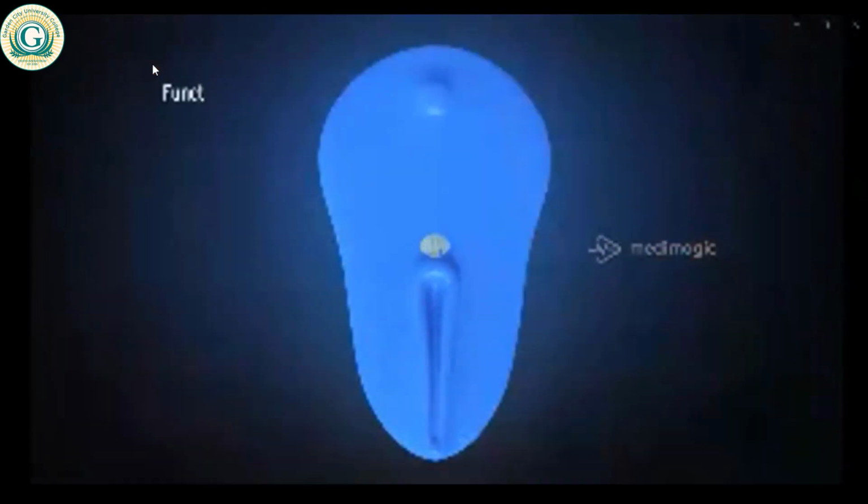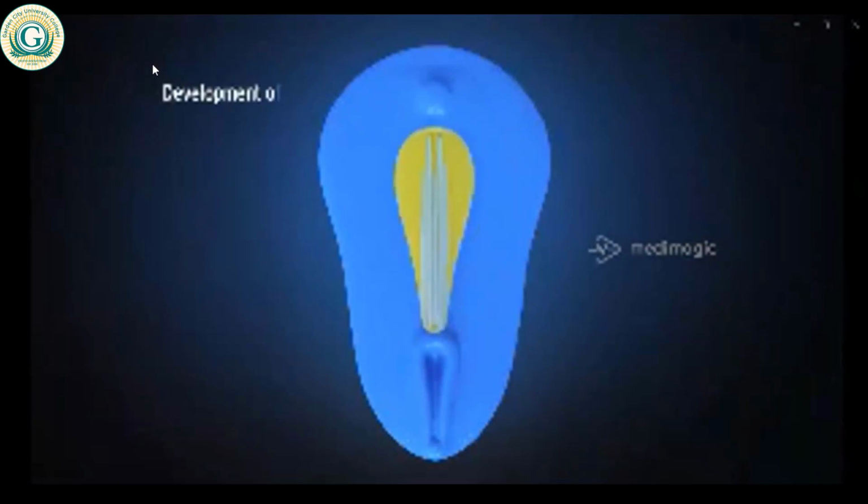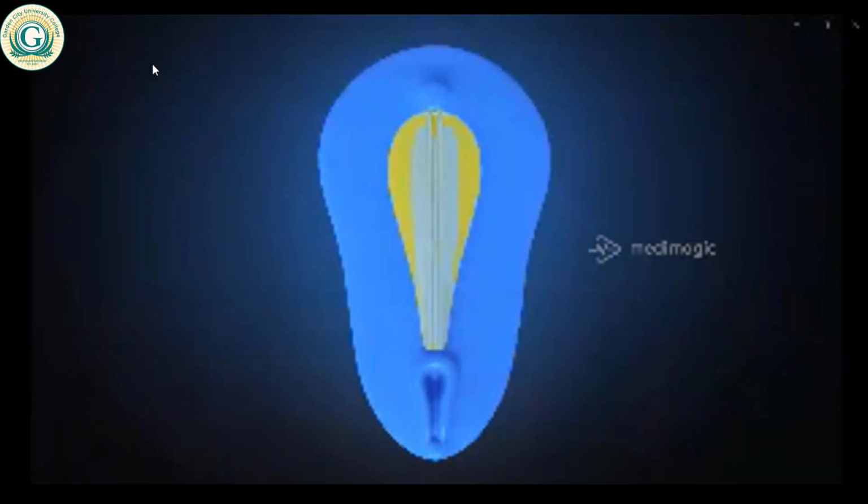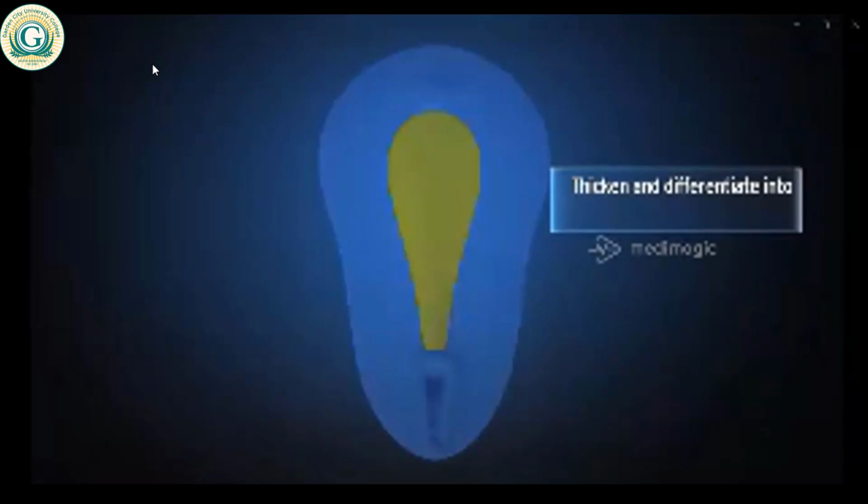The notochord functions as primary inductor. It stimulates the development of the primitive vertebral column, and it induces the overlying ectoderm to thicken and differentiate into the neural tube.